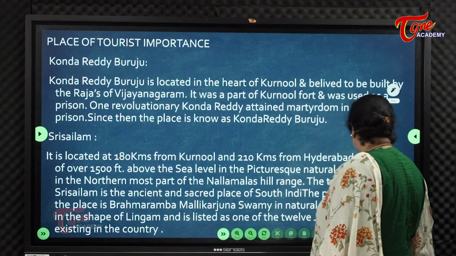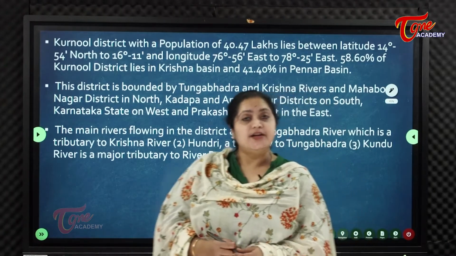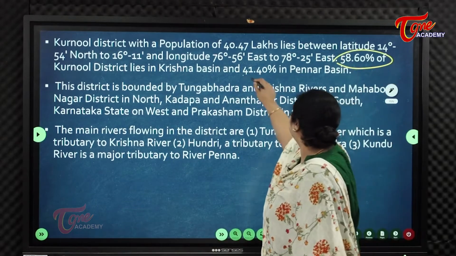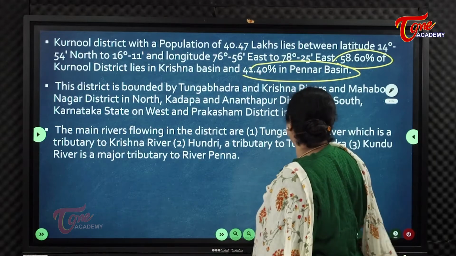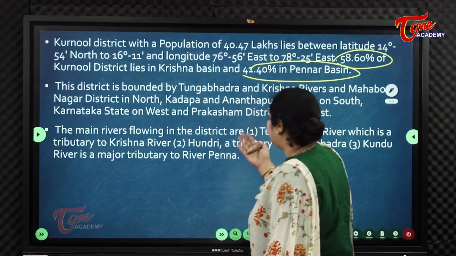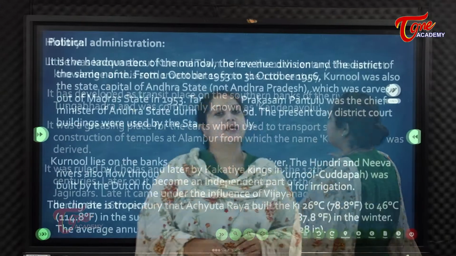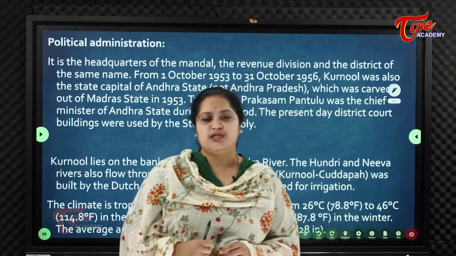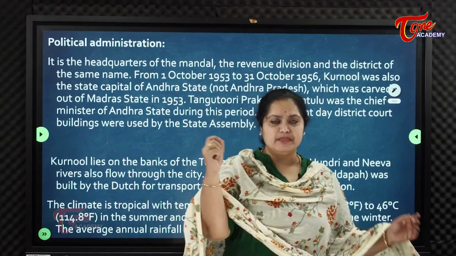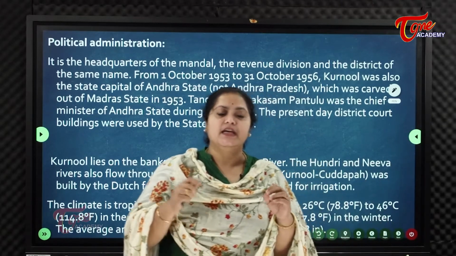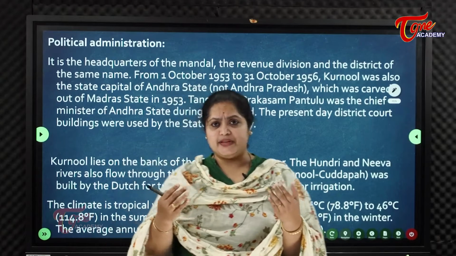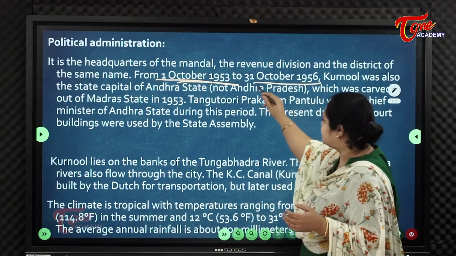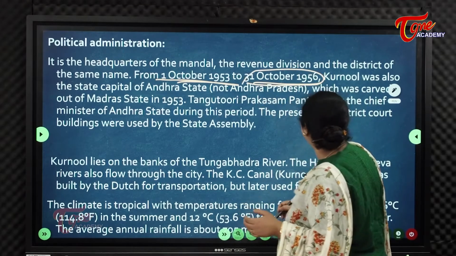Next, coming to the other details, we have seen that Kurnool district lies in the Krishna basin. How much? 58% in the Krishna basin and 41% in the Pennar basin. The main rivers, we have already seen. Now coming to the political administration. It was the first capital of Andhra Pradesh. When Andhra was formed from Madras Presidency, Kurnool was made the first capital, from October 1st 1953 to October 31st 1956, that is, until November 1st 1956.